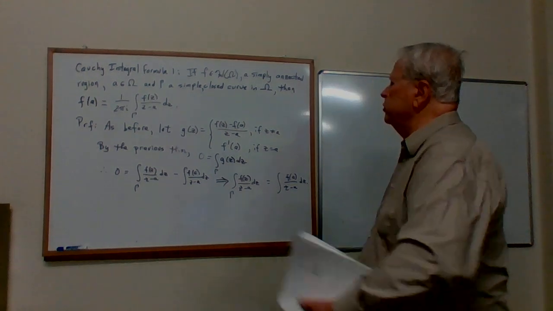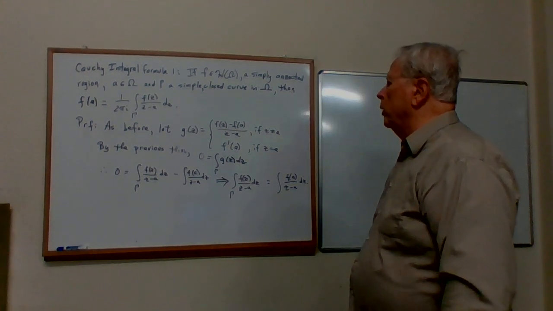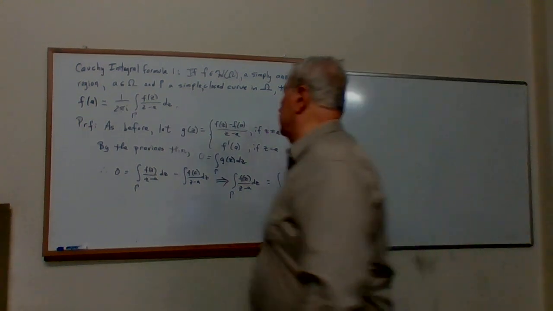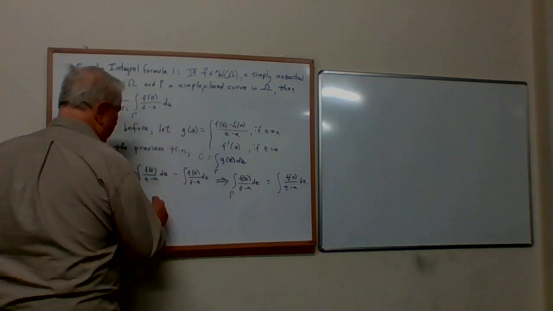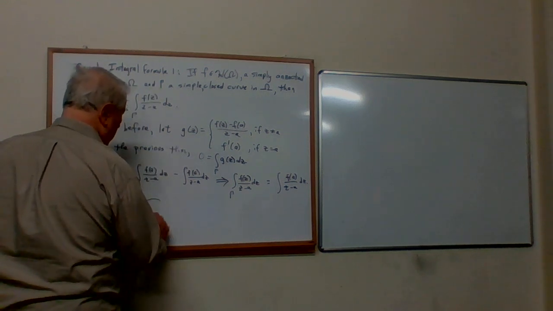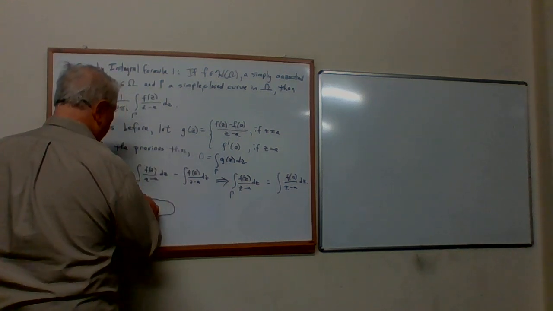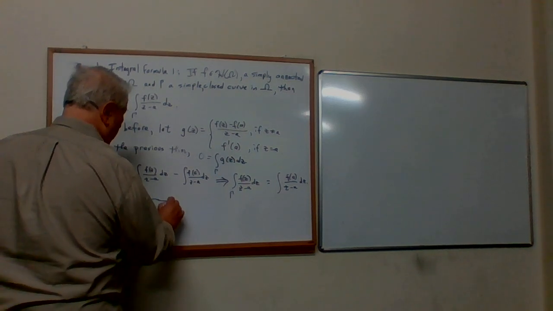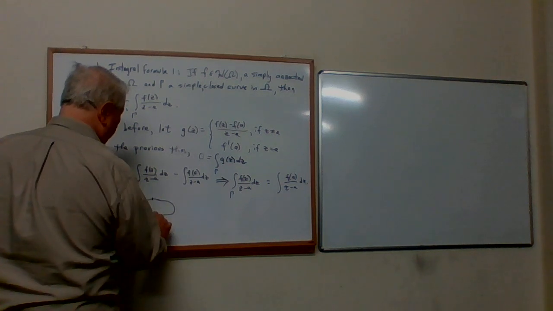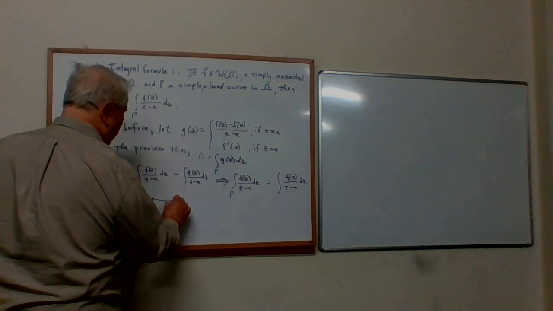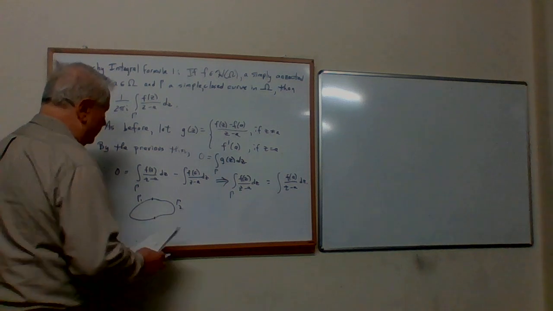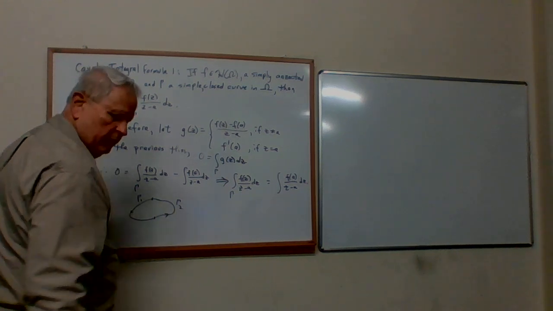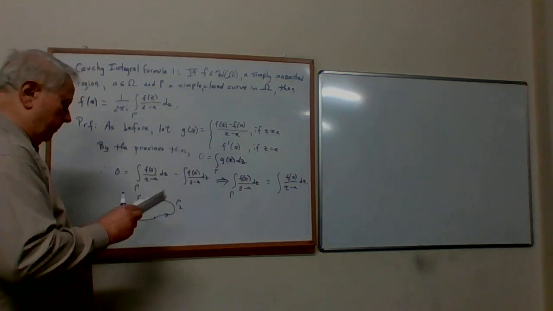Okay? Now here's what we're going to do. We're going to split gamma up into two curves. So here is gamma 1, and we're going to split it up right here. And here is gamma 2. And everything is still oriented positively, which means counterclockwise.